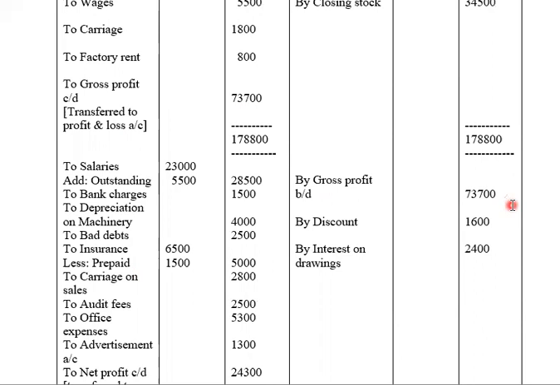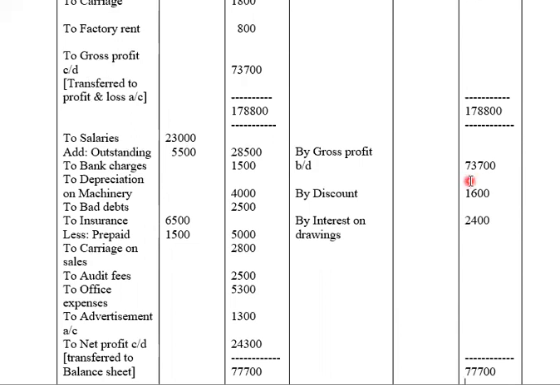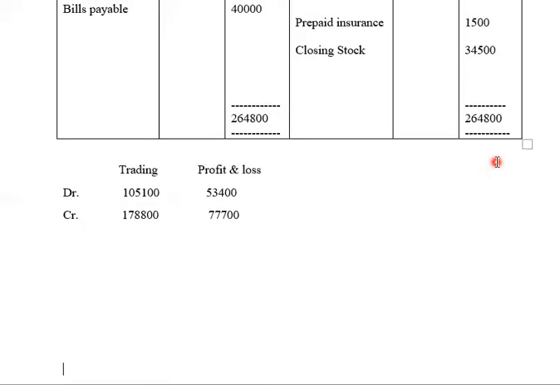Now we'll be balancing the profit and loss account. How do we balance the profit and loss account? Doing the total on both the sides of the profit and loss account, on the debit side as well as on the credit side. So 73,000, 1,600 plus 400, 2,000, 73 plus 2, 75 plus 2, 77 plus 700, 77,700. So the total on the credit side of the profit and loss account is 77,700.